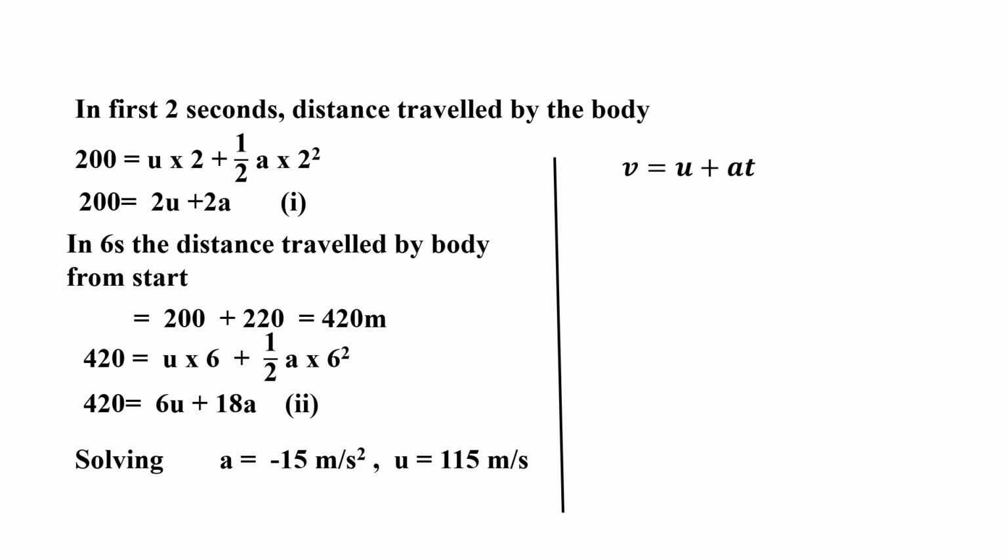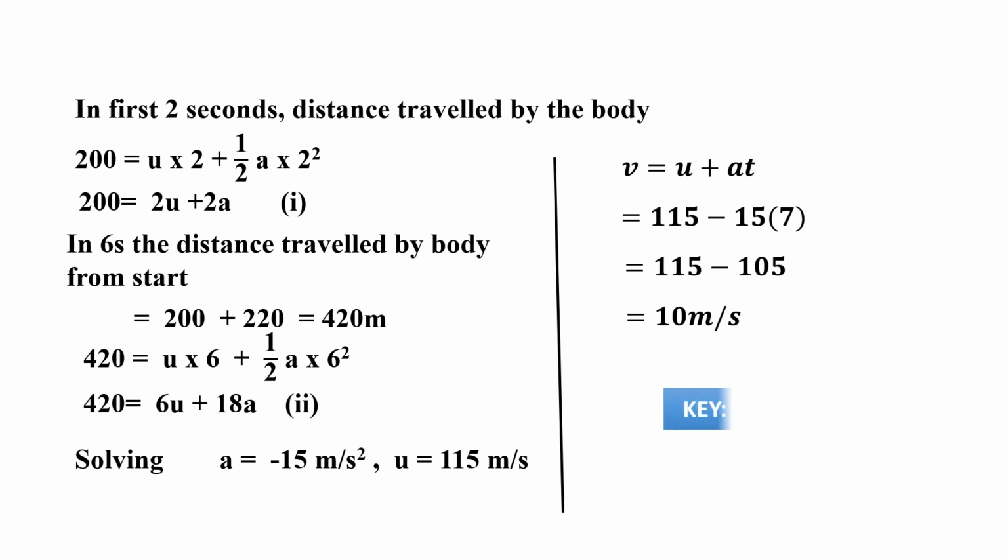Substituting the u and a values, v is equal to u plus at. 115, that is the initial velocity, minus 15 into t, 7 seconds. So 115 minus 15 sevens, 105. So velocity v is equal to 10 meters per second. First option is correct. Okay.